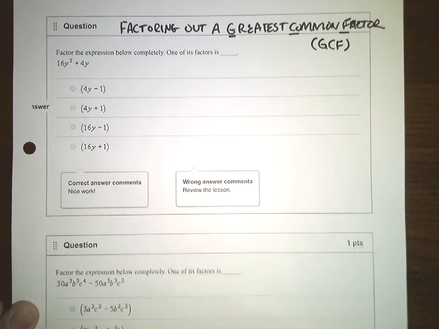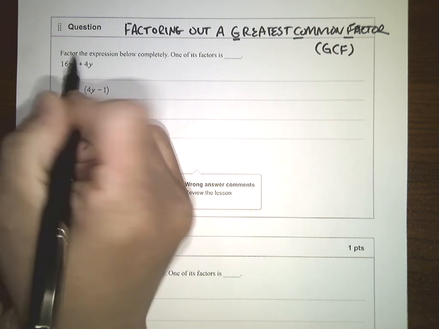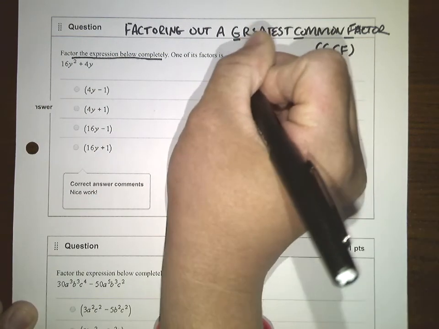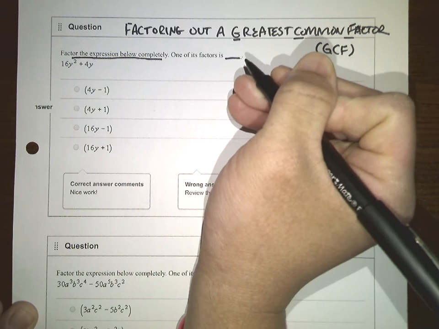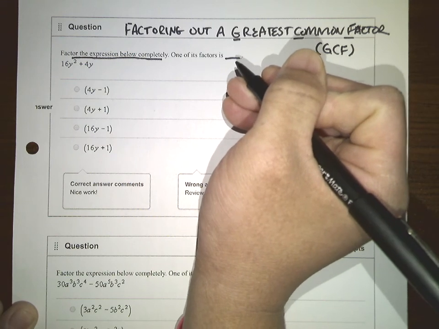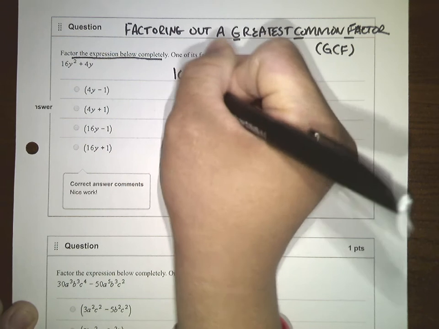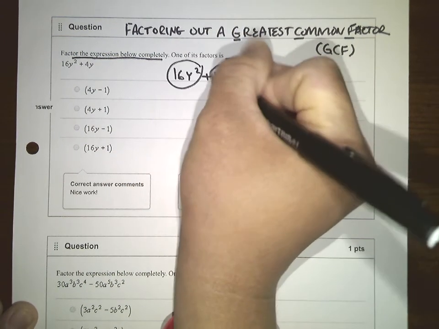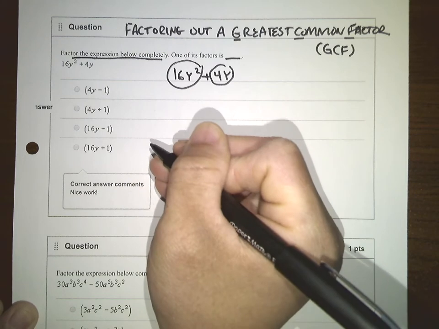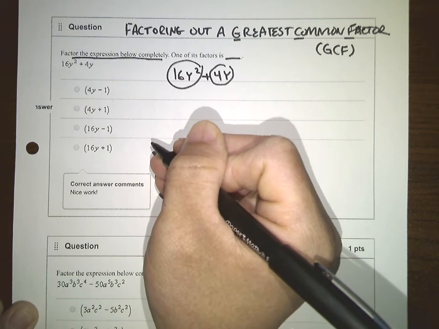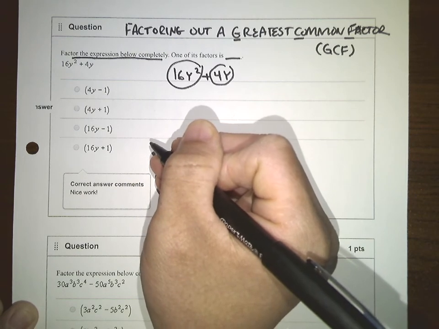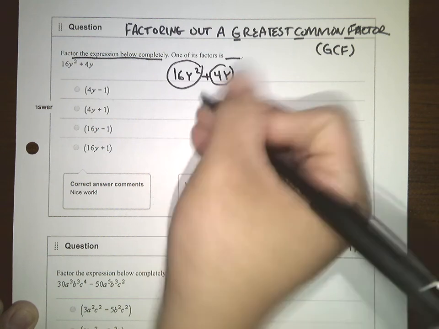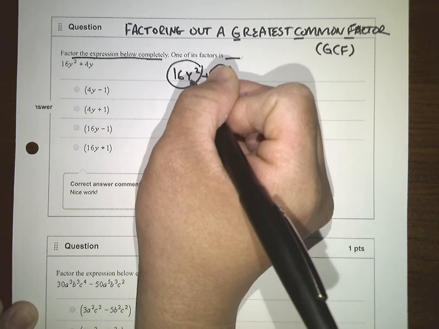So the first question here says factor the expression below completely and one of its factors is blank. So there will be more than one factor, but they're only asking us to find one of them. If we have 16y squared plus 4y, we have two terms, and we want to figure out what factors go into each of these.